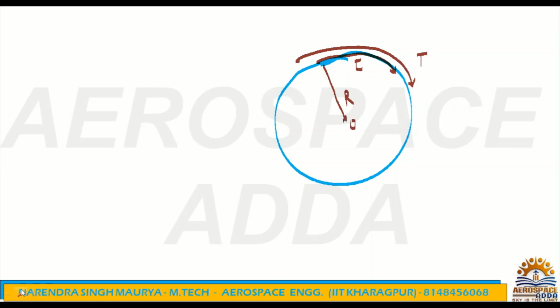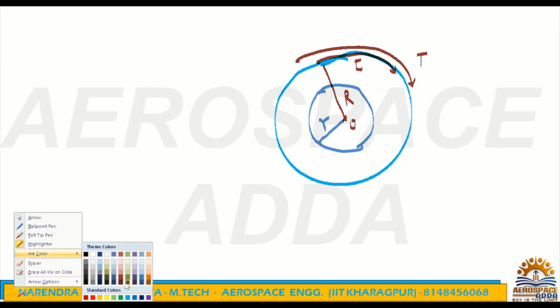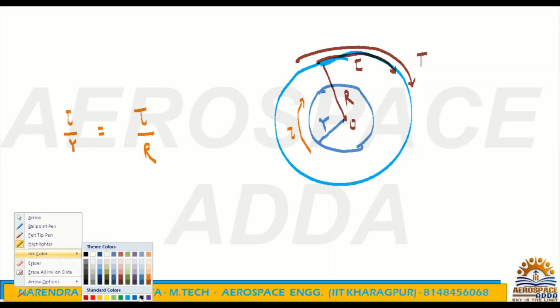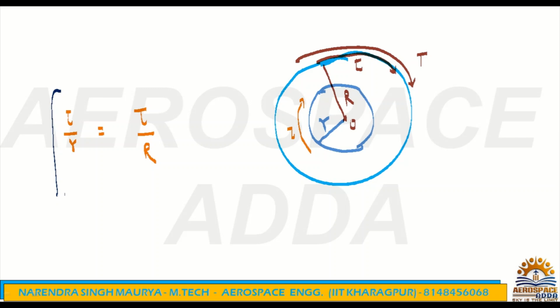But this can be anywhere. Any layer you can take, any radial distance small r also you can take, somewhere here. If this radial distance is small r, then what is the shear stress on this layer or on this ring? On this ring the shear stress is a small tau. So also you can say small tau by small r is equal to capital tau by capital R. That also will work. Always remember, this is very important.